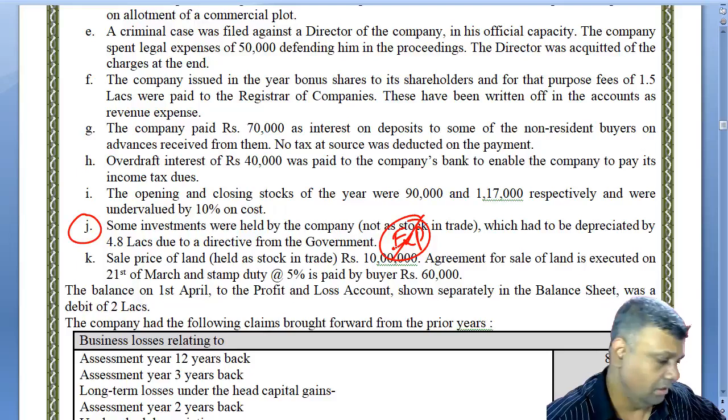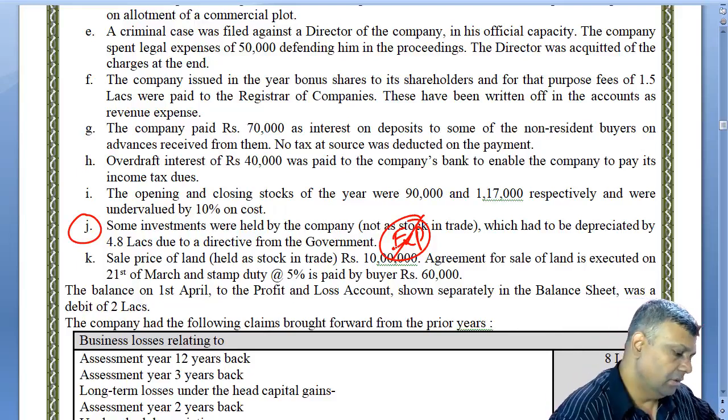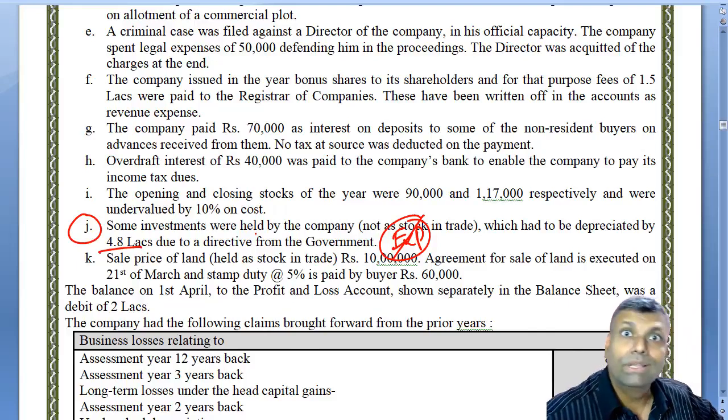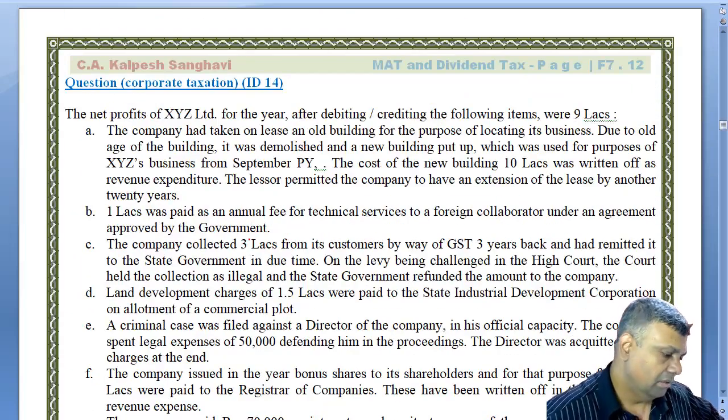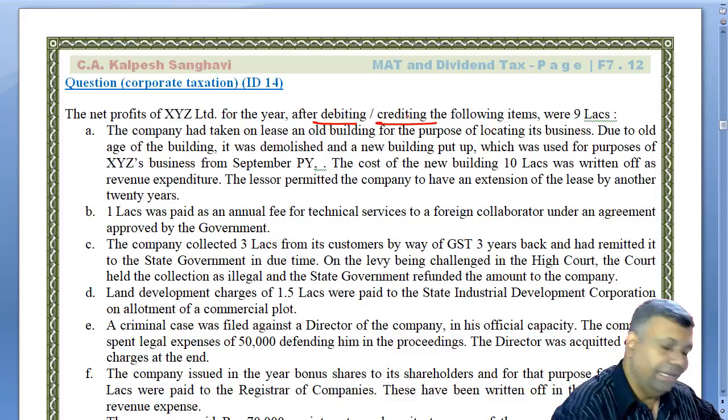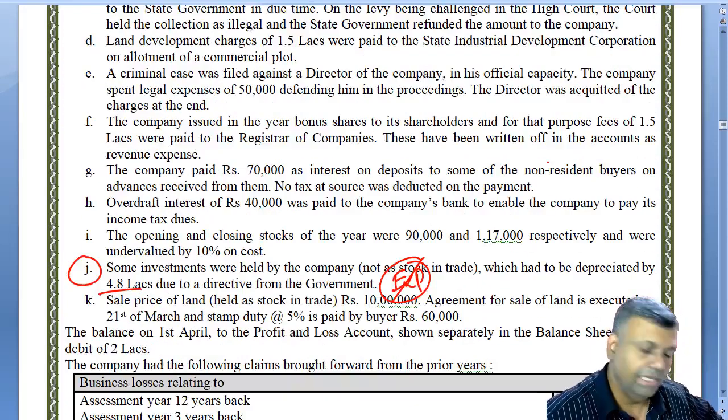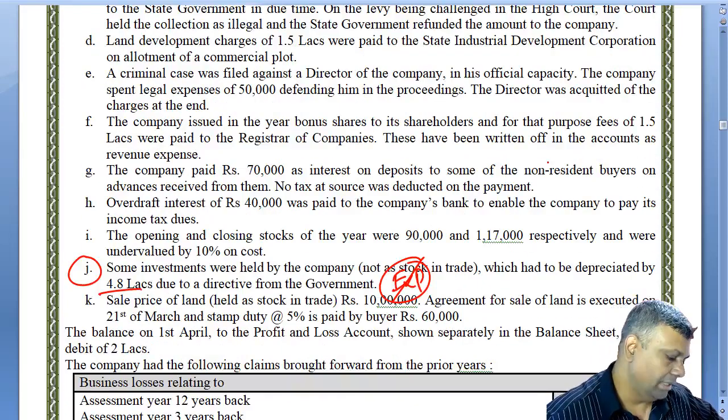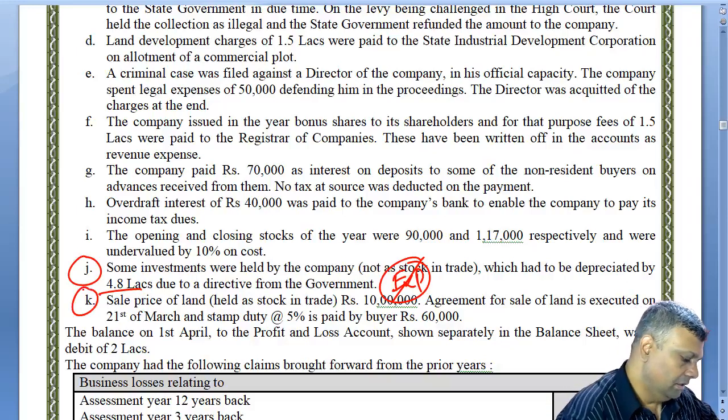So this is not your revenue expenditure item, but you have already debited to the P&L, because all these items are already debited. Look at the title of this particular question. The title is after debiting and crediting. So this is already debited, so I have to add it back. Okay, and this I will do.